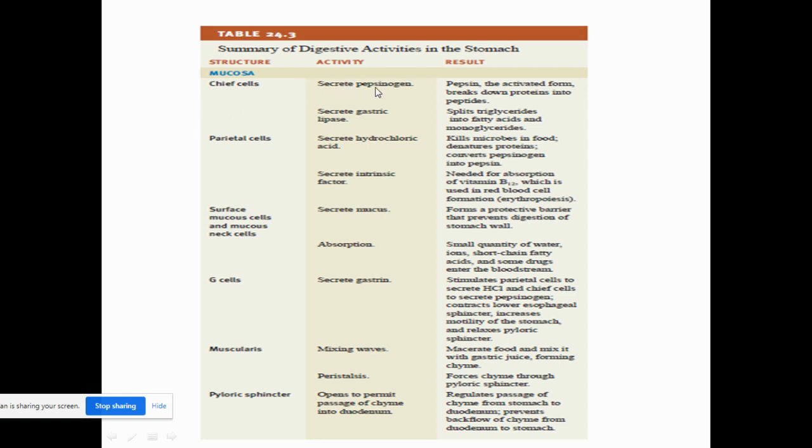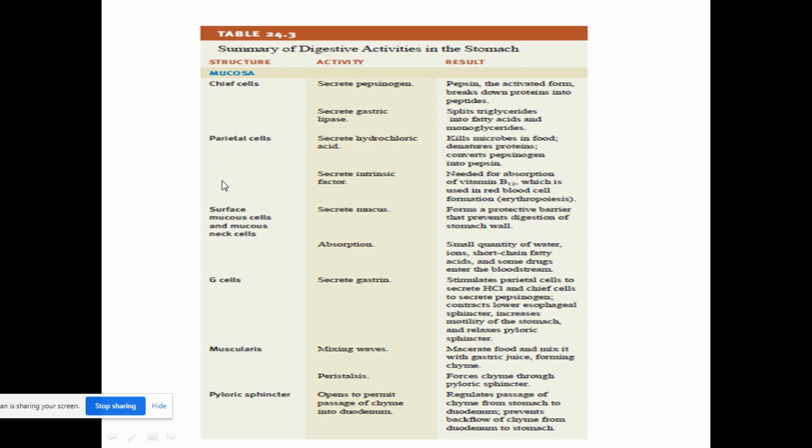The chief cells secrete pepsinogen. So, what is the role of the pepsinogen? It will act upon the pepsin and it will convert the protein into smaller peptides. It will also secrete the gastric lipase. So, gastric lipase will act upon the fats, triglycerides, and convert them into glycerol and fatty acids. That is monoglyceride, diglyceride, and fatty acids.